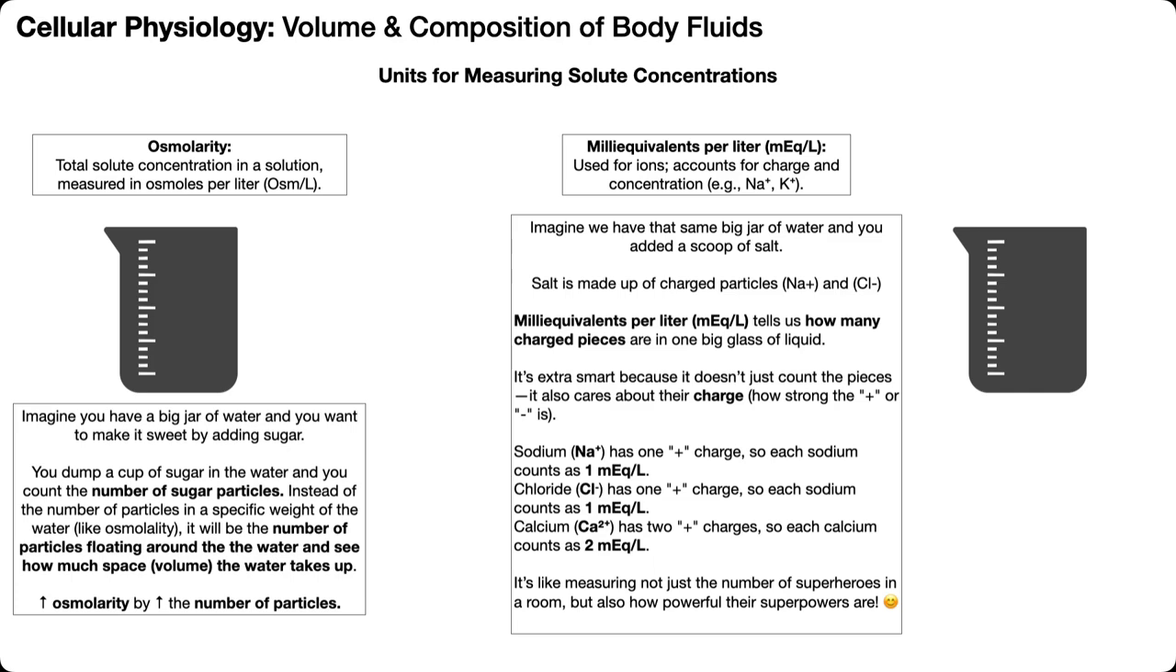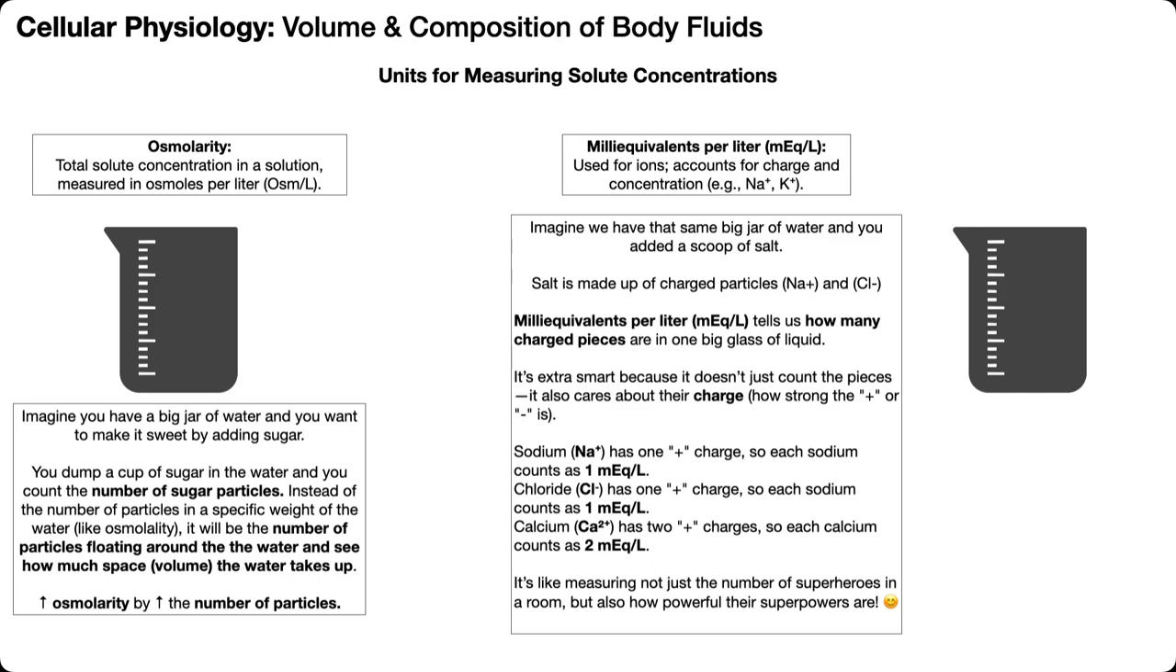Now, the milliequivalents per liter, not only are we counting these particles, but we're also considering the little charges that they have, positive or negative. All right, so again, sodium is going to have that 1 plus charge, which would be considered 1 milliequivalent. Chloride has 1 negative charge, that would be considered 1 milliequivalent. Now, calcium's a little different. Calcium has a 2 plus charge, so here we're going to have 2 milliequivalents per liter.